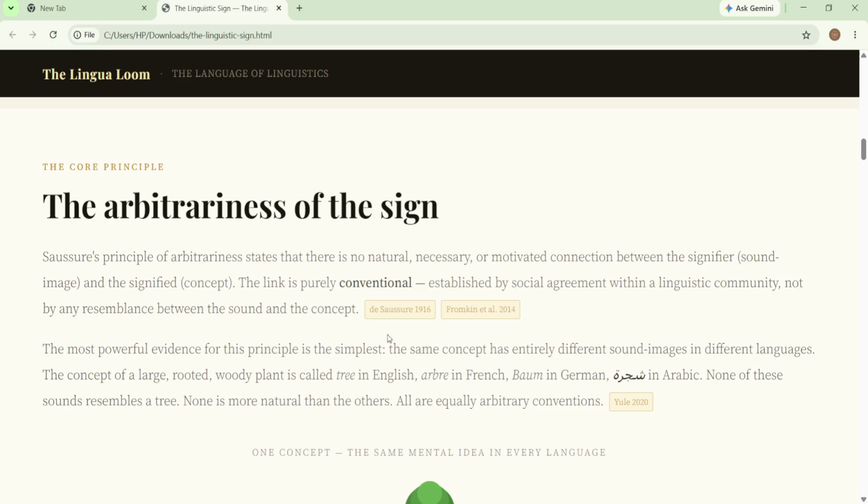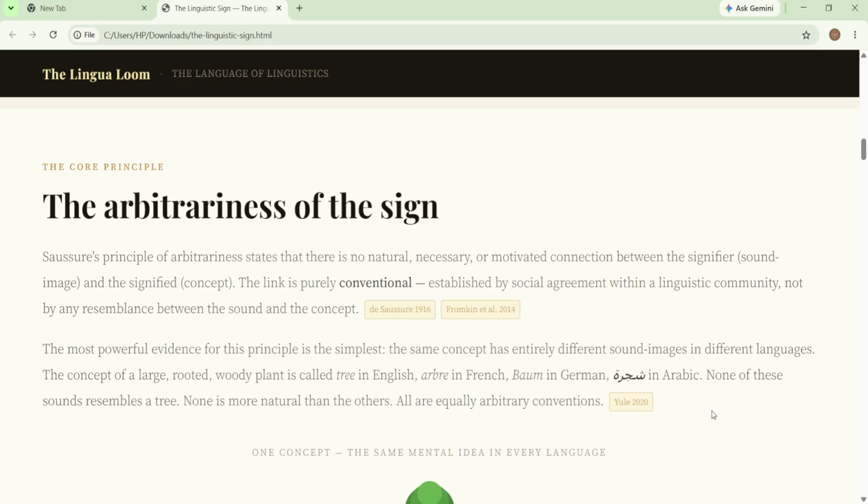The most powerful evidence of this principle is the simplest. The same concept has a different sound image in different languages. So the concept of the large-rooted woody plant is called tree in English, arbre in French, baum in German, shajr in Arabic. So none of these sounds resemble a tree. None is more natural than the other. All are equally arbitrary conventions. So this is what this is.